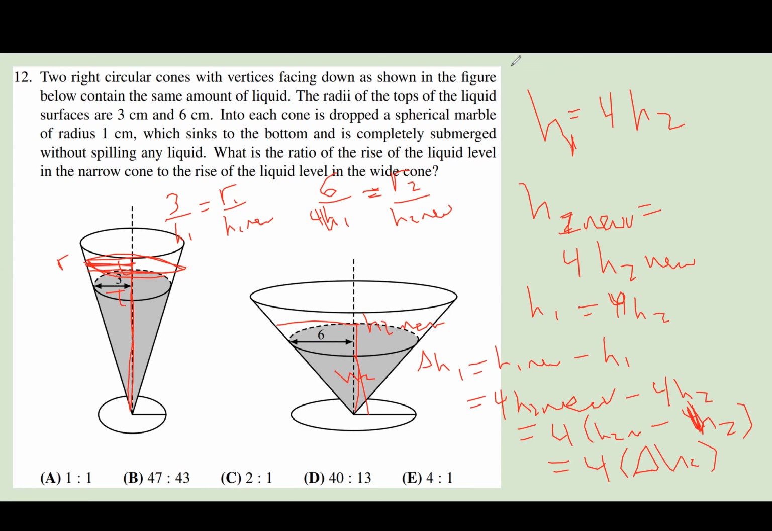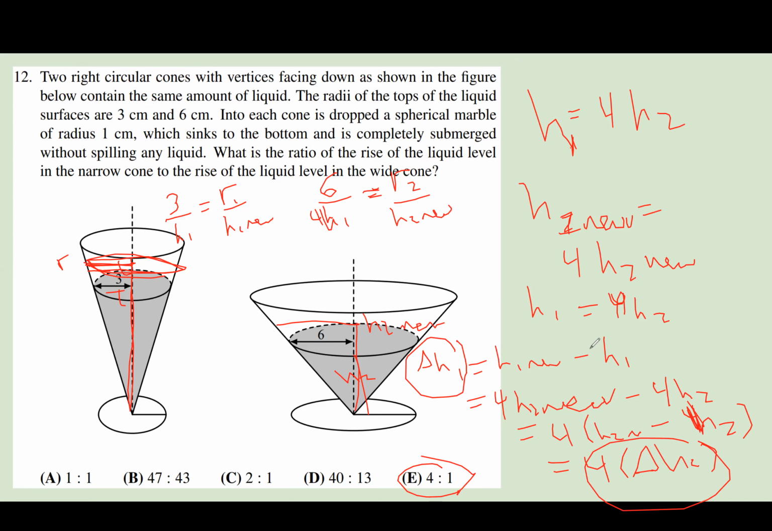So the rise in height of the left is going to be equal to 4 times the rise of height in the right. So the ratio of the liquid rise in the left narrow cone to the rise of liquid level in the wider cone is going to be 4 to 1. Yeah, I did so much work for this question.